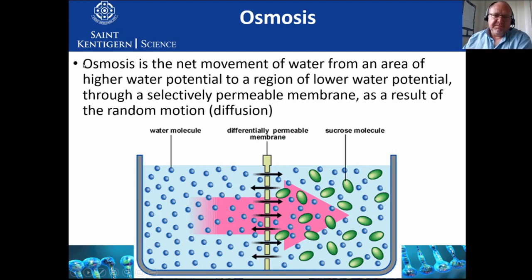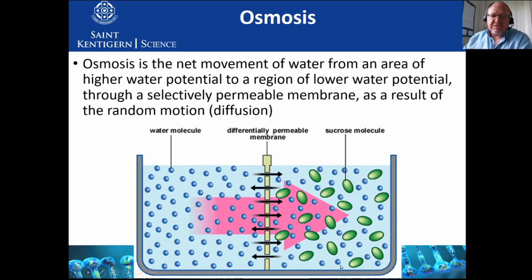Now, osmosis is the specific diffusion of water. It's the net movement of water from an area of high water potential. The chemists don't want us to say a high water concentration. It's called a high water potential to a region of lower water potential through a selectively permeable membrane. Okay, so you need to be able to say that off by heart. Osmosis is the movement of water from an area of high water potential to an area of low water potential through a selectively permeable membrane.